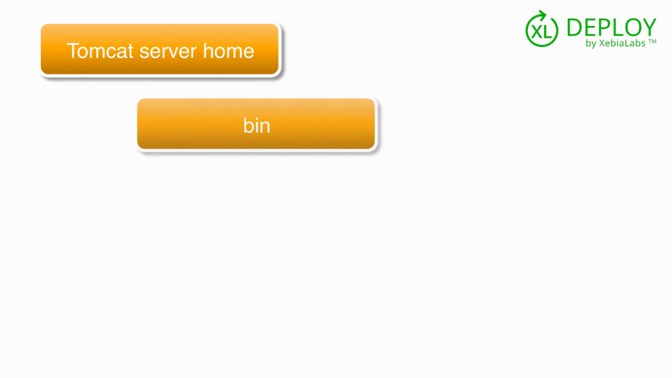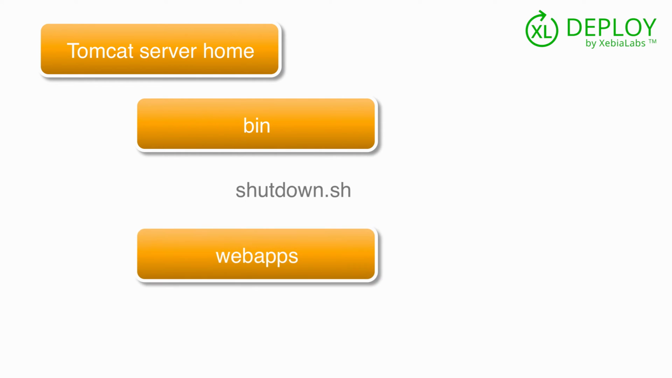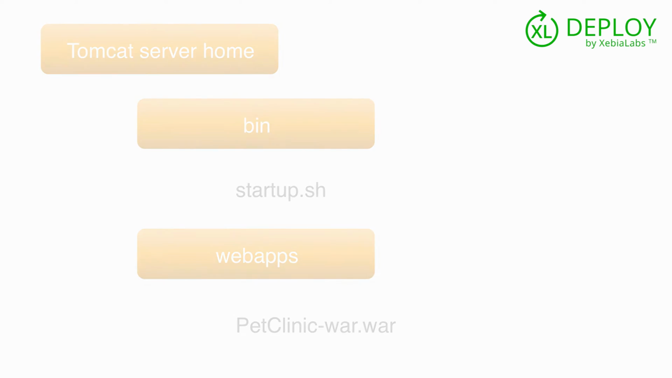You start in the bin directory under the location where Tomcat is installed. Here, you can execute a command to stop the Tomcat server. Then you go to the web apps directory, which is also located under the Tomcat home directory. This is where you copy the WAR file that contains the application you want to deploy. Finally, you return to the bin directory and execute the command to start the Tomcat server. And the deployment is complete.